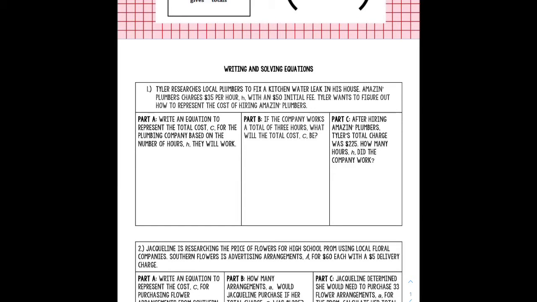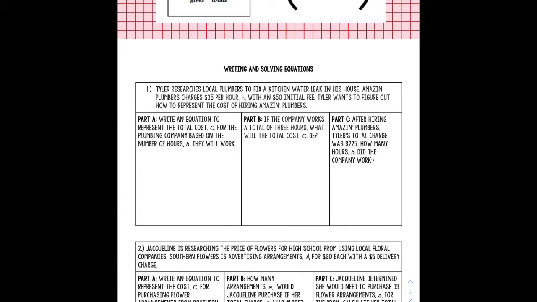So looking at this first problem, we have Tyler researches local plumbers to fix a kitchen water leak in his house. Amazing Plumbers charges $35 per hour each with a $50 initial fee. Tyler wants to figure out how to represent the cost of hiring Amazing Plumbers. So part A tells us we want to write an equation to represent the total cost C for the plumbing company on the number of hours H that they will work.